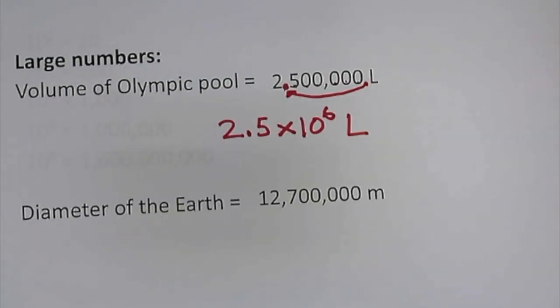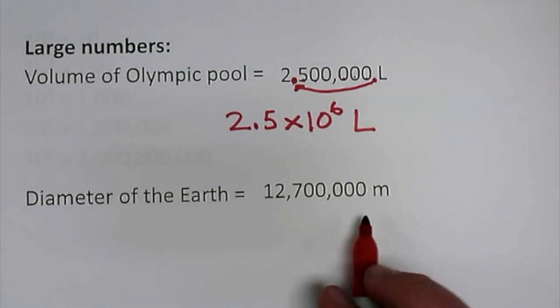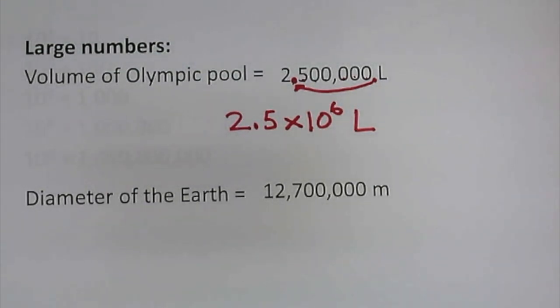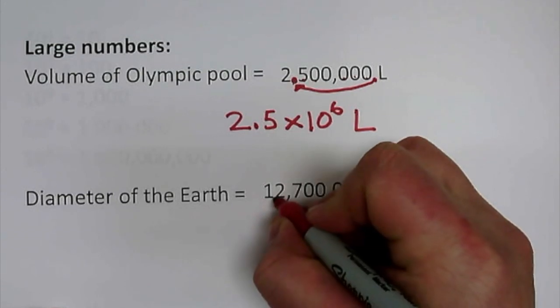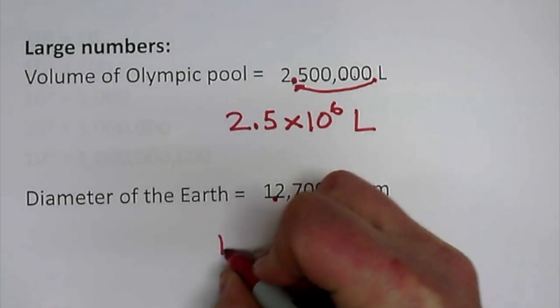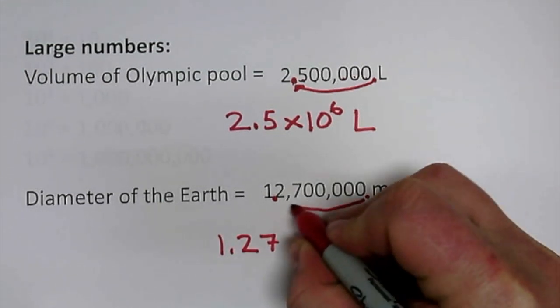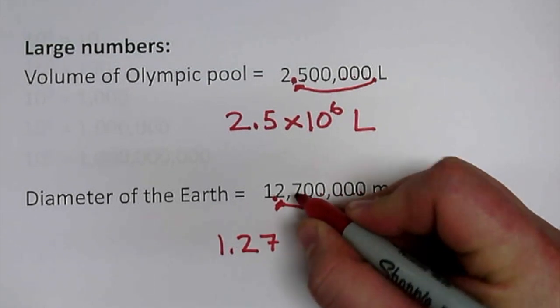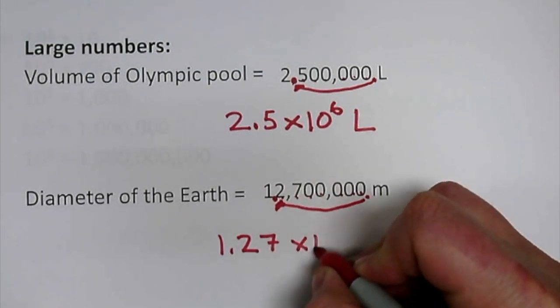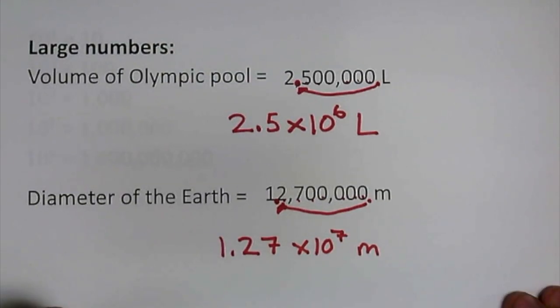Okay, go ahead and pause the video for a moment, and I'd like you to try this number right here, put it in scientific notation. Got an answer? Okay, so I'm going to take my decimal place, which is normally right here at the end, and move it right here to make the number 1.27. Okay, now how many spots did I move it over? I moved it 1, 2, 3, 4, 5, 6, 7 spots. So I'm going to times it by 10 to the power of 7 meters. Okay.